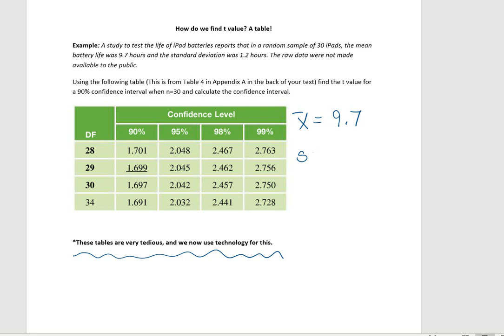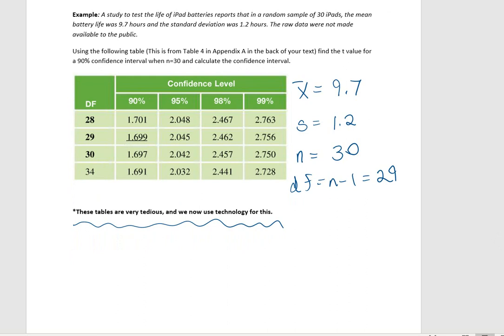We also know that the standard deviation was 1.2. Okay, we know that n was 30, and we also know that the degrees of freedom is n minus 1, which in our case is going to be 29. So to find the 90% confidence interval, we're going to have x bar plus or minus t times our standard deviation divided by the square root of n.